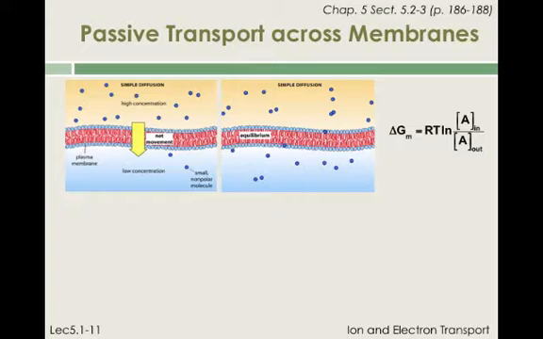Note that the molarity of A inside the cell is on the numerator, since this is the final state of the solute, while the molarity of A outside the cell is on the denominator, since this is the initial state of the solute. As long as the molarity of A inside the cell is less than that outside the cell, delta G for the transport process will be negative, since the argument inside the natural logarithm is less than 1.